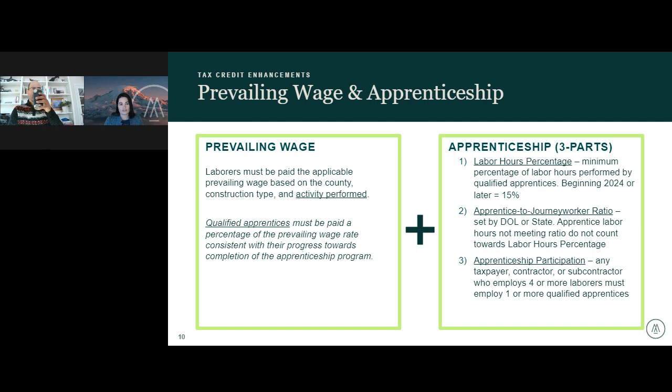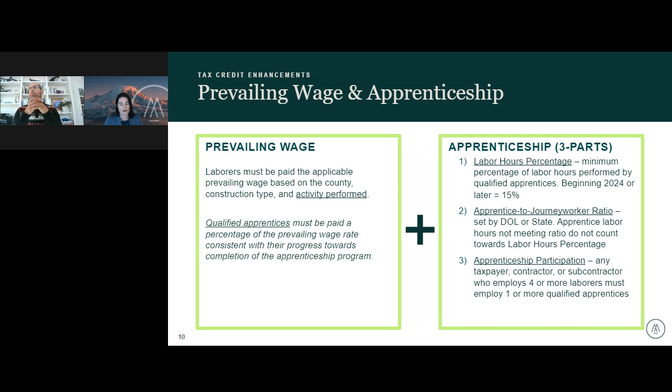So shifting over to the apprenticeship piece, there are 3 parts. The first 2 are interrelated, and that is that you have to engage apprentices for a minimum percentage of the total labor hours on your project. Beginning in 2024, that minimum percentage is 15%. If you have a project that started construction in 2023, that percentage is 12.5%.